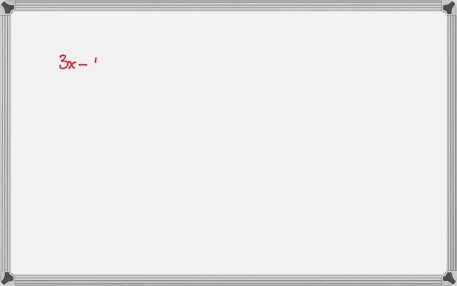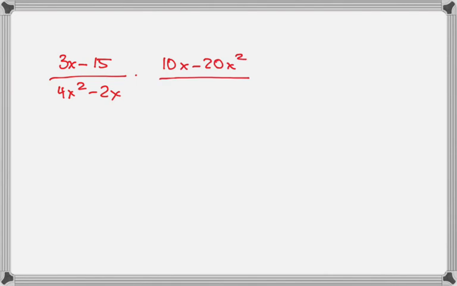3x minus 15 over 4x squared minus 2x times 10x minus 20x squared over 5 minus x. There's some serious factoring going on, but not difficult factoring. It's GCF kind of factoring. So this is a multiplication problem.